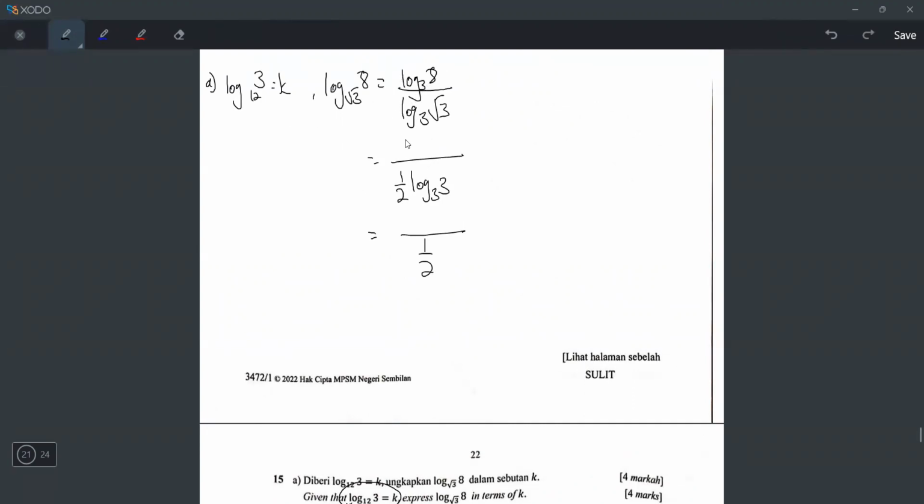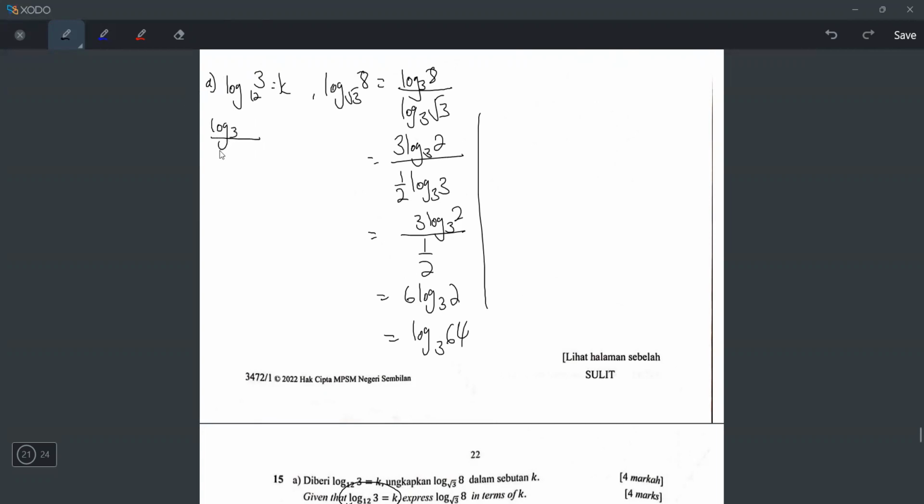Actually, you can make it a smaller base, because 8 can change to a smaller base, right? 2 power 3. It means you make everything the smallest base. So 2 power 3 is 8, and then the power can be put in front. So now you end up with 3 log 2 base 3, right? But when you divide by 1 over 2, it means you times 2. So it's actually 2 times 3, which is 6 log 2 base 3, which is log 2 power 6, which is log 64 base 3.